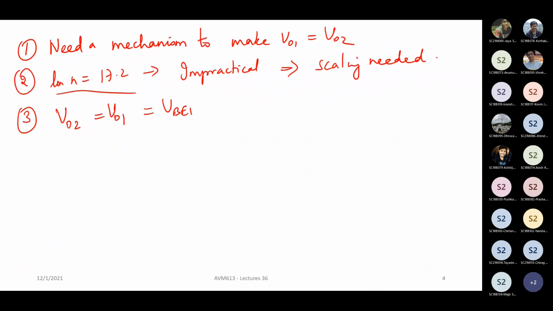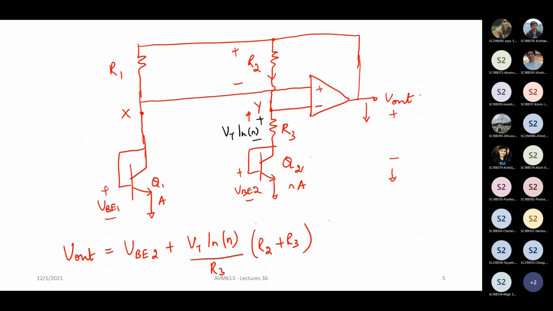Now, not only is the second problem taken care of, the third problem also is automatically taken care of, because although the VBE by itself will be a CTAT voltage, the current that is flowing through R1 and R2 is automatically taken care of because of the PTAT voltage across it. We are not trying to make this VBE1 temperature independent. Basically, what we are doing is making sure that this combination becomes equal to a zero temperature coefficient voltage.